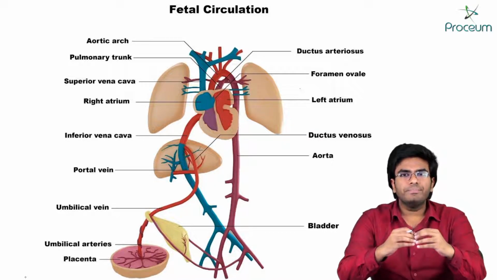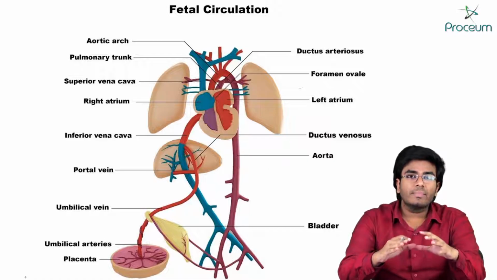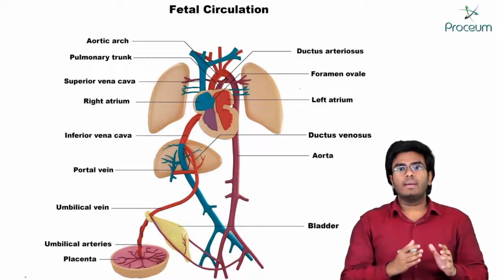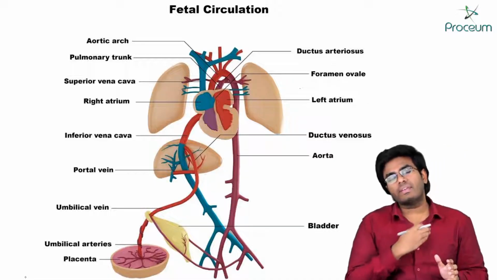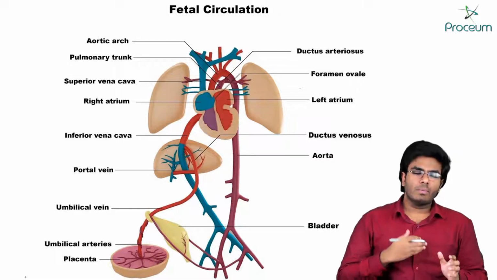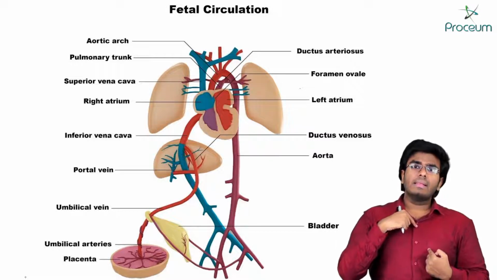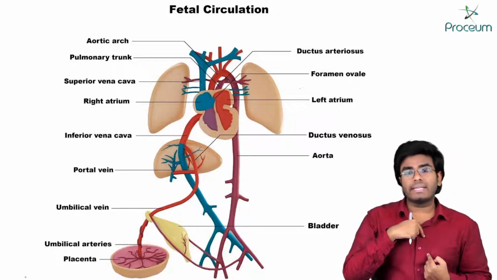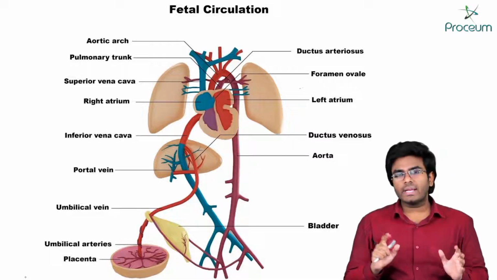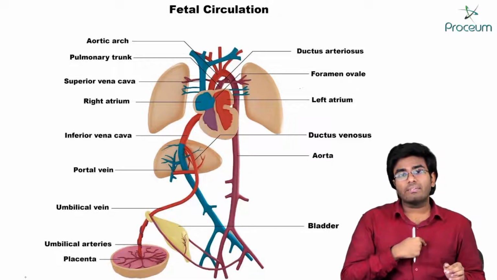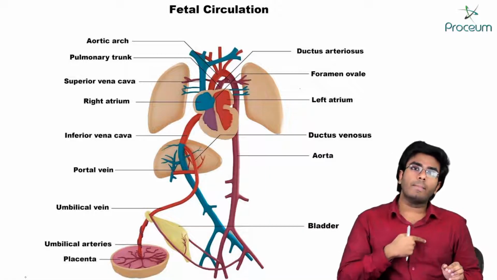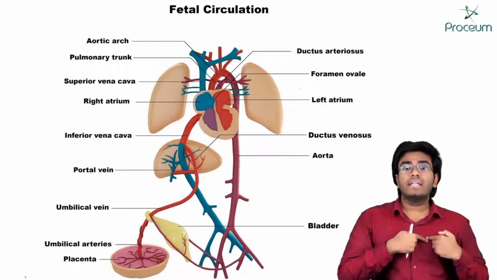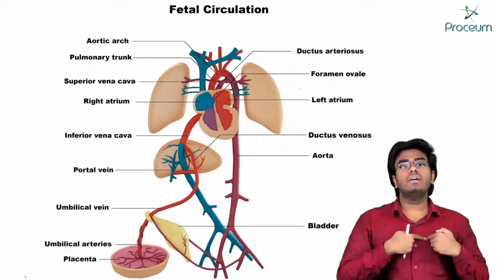In a normal body, the deoxygenated blood from the whole body will be brought to the right atria by the superior vena cava and inferior vena cava. Both superior and inferior vena cava are bringing deoxygenated blood to the right atria. We all know that. From the right atria, the deoxygenated blood will reach the right ventricle. From the right ventricle, it will go to the pulmonary trunk. From there, the deoxygenated blood will reach the lungs.